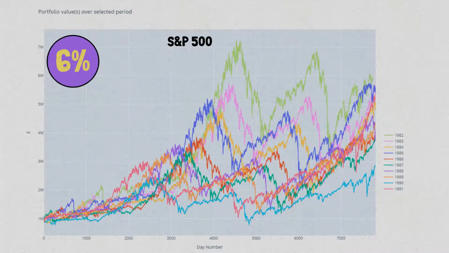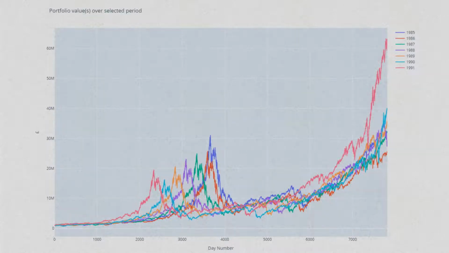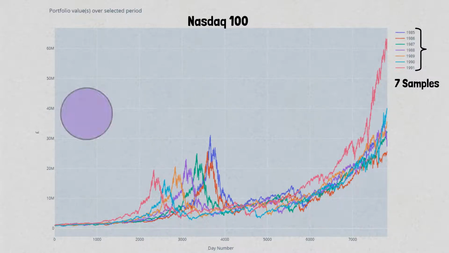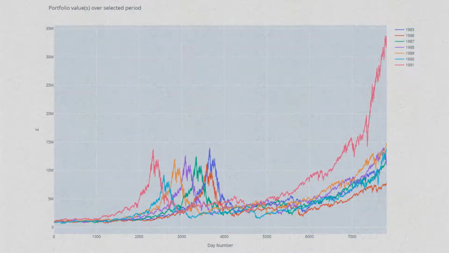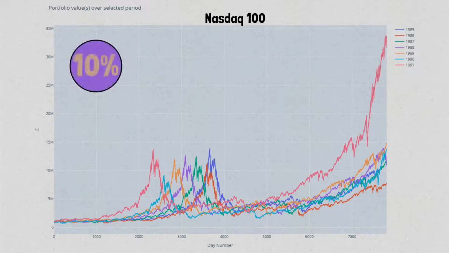Let's take something a bit less diversified and riskier like the Nasdaq 100. With the Nasdaq 100, we had 7 samples, and those returns were simply spectacular. I mean, look at that 1 million, even with a 4% withdrawal rate, you'd end up with an astounding 60 million. With returns like those, would 10% withdrawal rate look as catastrophic as we saw previously with the S&P 500? No, although you'd have lost £30 million compared to a 4% withdrawal.